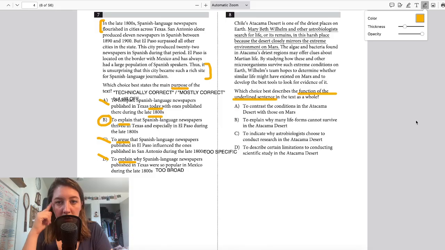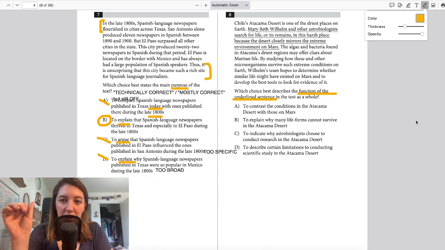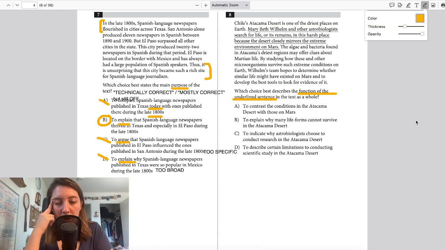Okay, so just based on where it is in the paragraph, I'm already thinking this is more exposition or introduction than it is evidence and argument, right? So let's just hold on to that thought. The algae and bacteria found in Atacama's driest regions may offer clues about Martian life. By studying how these and other microorganisms survive in such extreme conditions on Earth, Wilhelm's team hopes to determine whether similar life might have existed on Mars and to develop the best tools to look for the evidence of it.